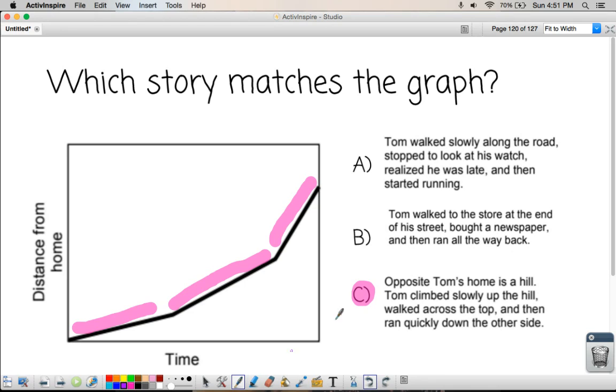So if we're looking at the first one, Tom was walking slowly and then stopped and then started running. That doesn't look the same. Here we have Tom walked to the store, bought a newspaper, and then came back. Here we have that he's going up slowly, up faster, and then up even faster. That one looks more like the graph that we have.